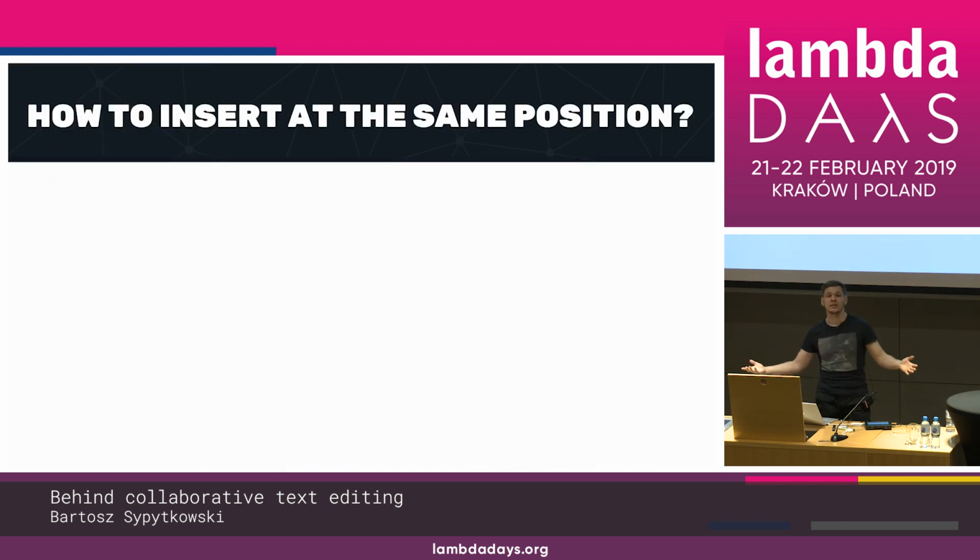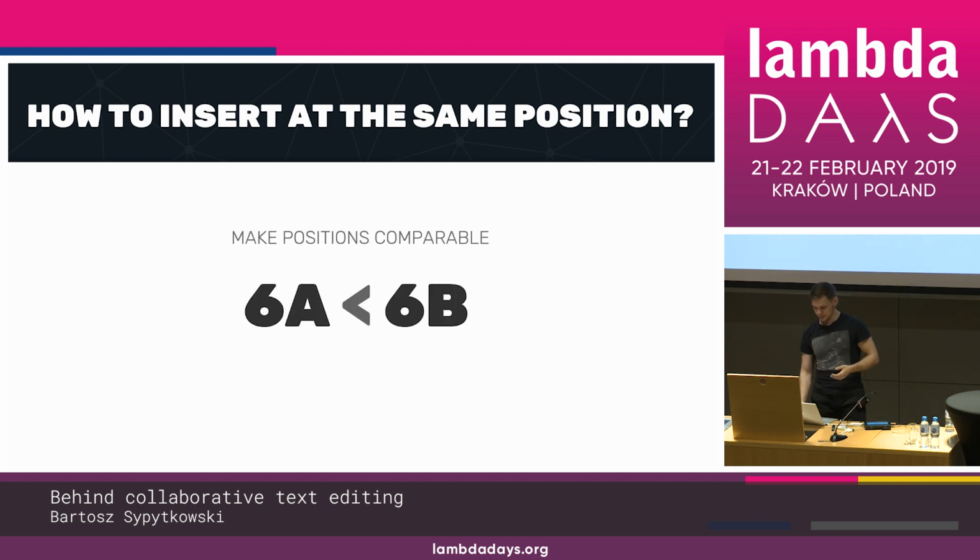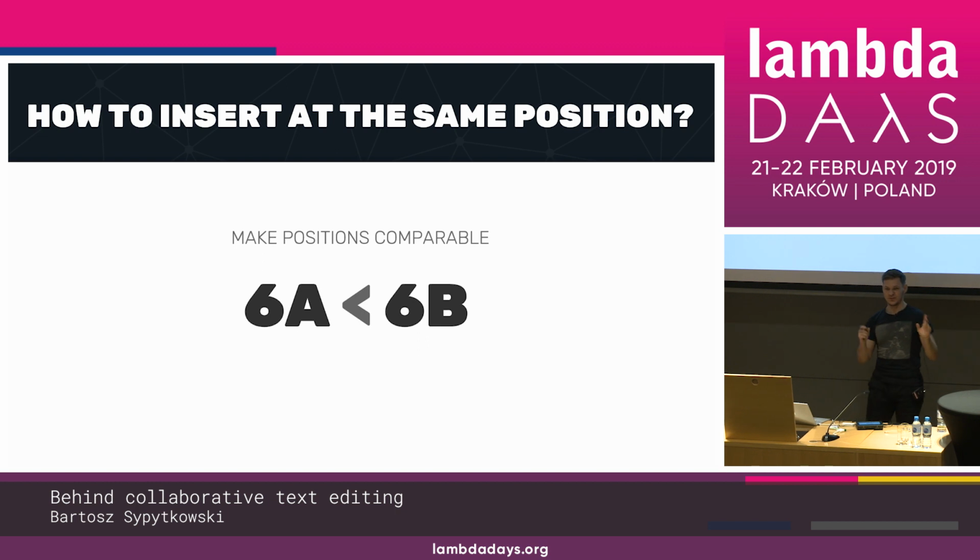Of course, there is a simple problem. What if both of them want to insert characters in the same position without knowing about each other's update? Well, we can make those positions comparable. We first check the sequence number, then we have an arbitrary way to say which replica ID is bigger than the other.